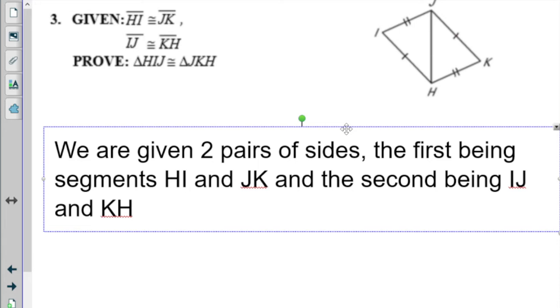So there's my 2 pairs of sides that I was given. I'm going to put a side in parentheses because I just got a pair of sides. I'm going to put a side in parentheses because I just got another pair of sides. We're at 2 down, 1 to go.